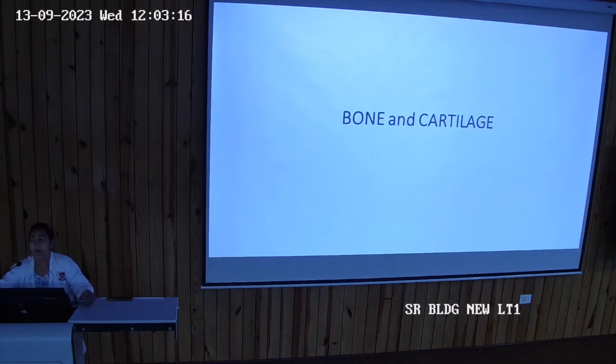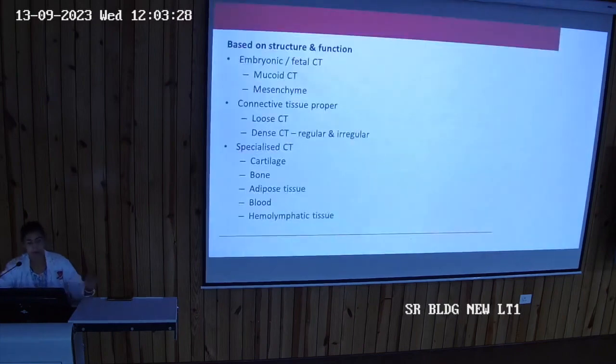Okay, sit down. What comes under specialized connective tissue? Bones, cartilage. Other than that, fluid. So this is the classification of connective tissue. In some books, it might differ. So you have already studied this classification. The point is specialized connective tissue that we will be discussing today about the bone and the cartilage.